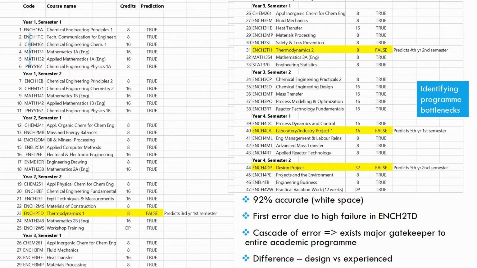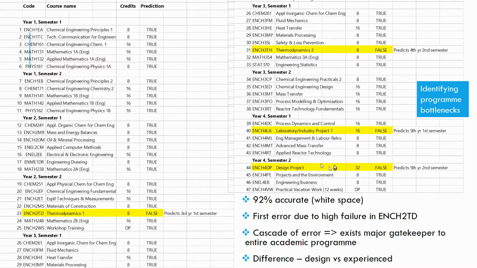It has estimated this course to be in the 3rd year when it's a 2nd year course, and this course to be in the 4th year when it's a 3rd year course, and these 2 courses to be in the 5th year, which doesn't really exist. Now let's look at the reasons for these errors.